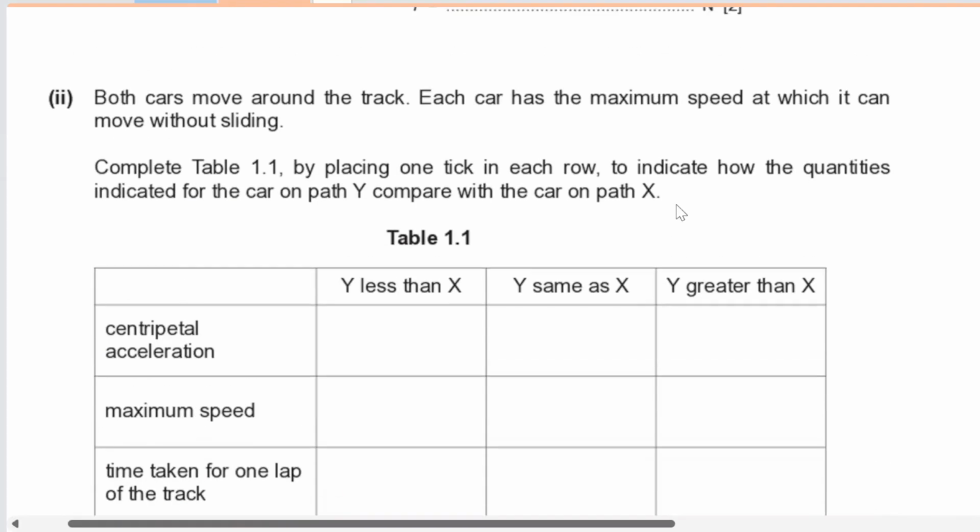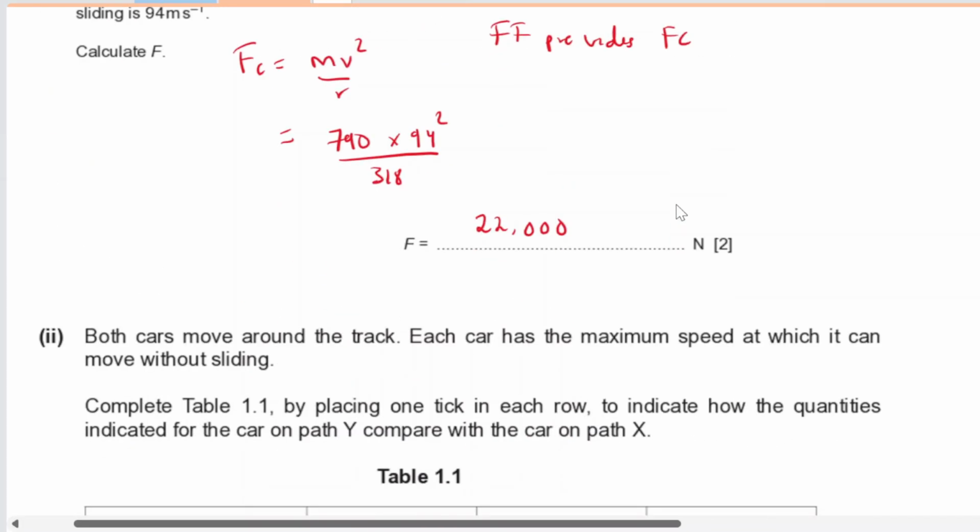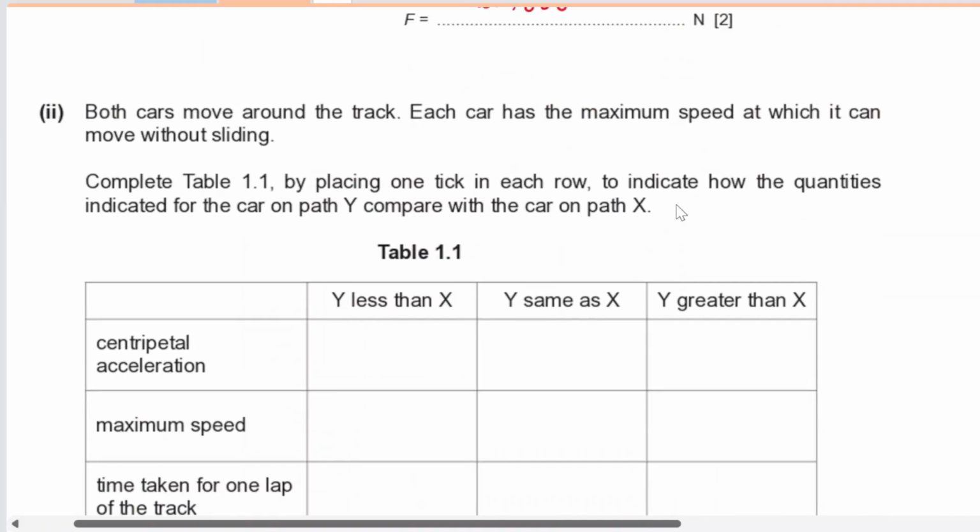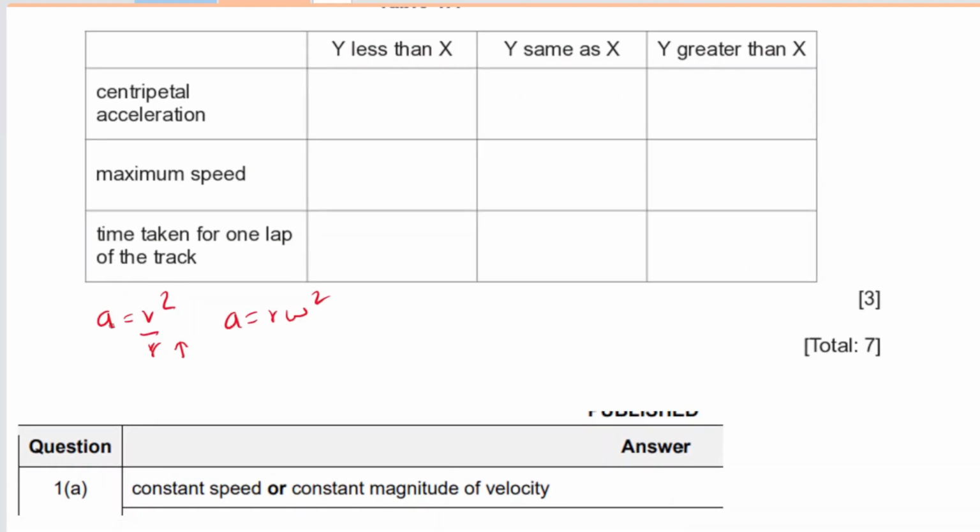The velocity, now the thing is, they haven't given you anything about the velocity. They haven't said that it's the same in Y as it is in X. They just say that each car has the maximum speed at which it can move without sliding. So both of them are at their maximum speed, but they are not saying which one is more and which one is less. So actually, you can't use this for a fair comparison. So we can't use this formula. And in fact, we can't even use this formula because they haven't said anything about the period time. So what we are left with is one more formula for acceleration, which is F equals ma.